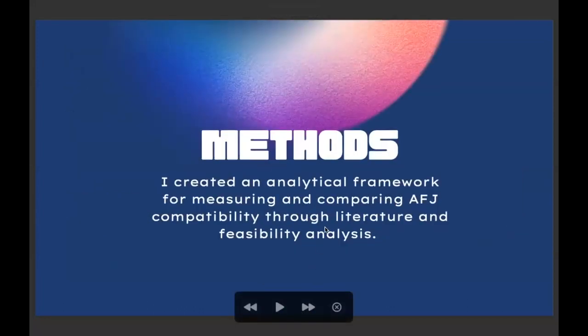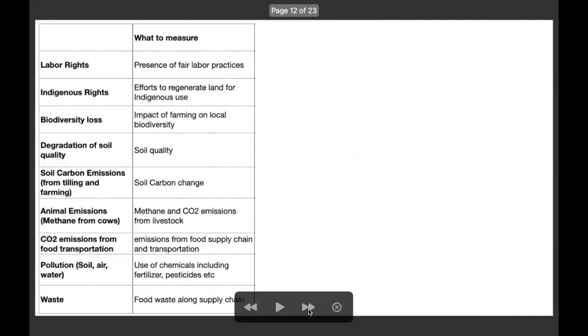What I did specifically was to create an analytical framework for measuring and comparing AFJ compatibility through literature and feasibility analysis. Okay, so let's start back with these more than human factors. I looked at a few more than those 4 buckets because even in the buckets, they were too hard to analyze. So I singled out some that I think were key: labor rights, indigenous rights, biodiversity loss, degradation of soil quality, soil carbon emissions from tilling and farming, animal emissions, CO2 emissions, pollution, and also waste.